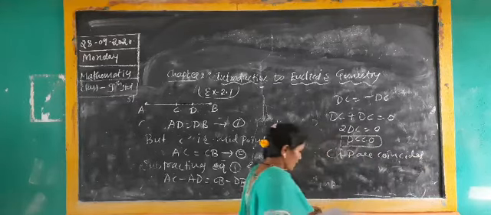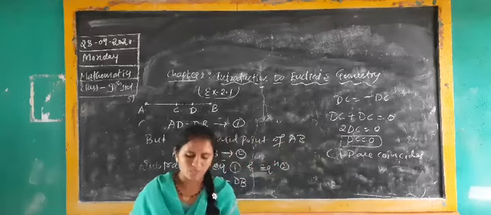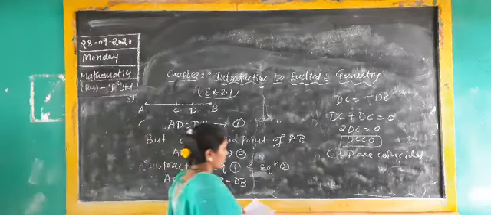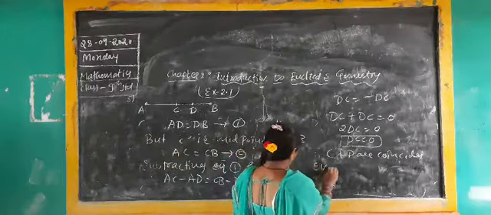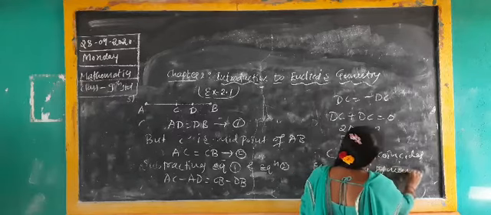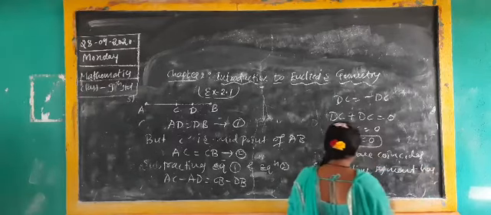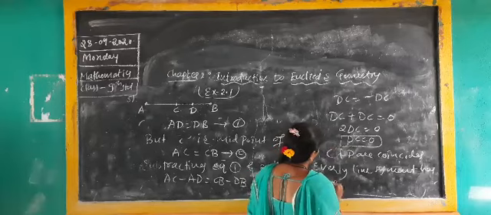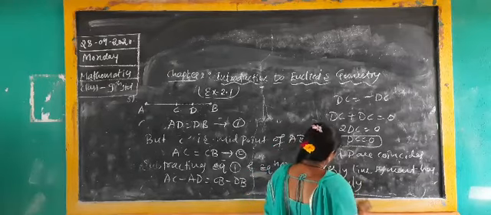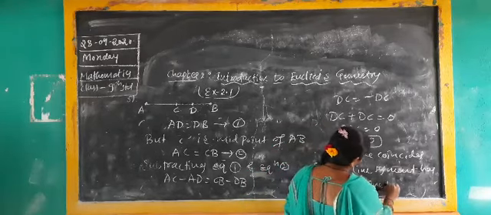Last line. Write down: every line segment has one and only one midpoint. Prove what we have proved. Every line segment has one and only one midpoint.